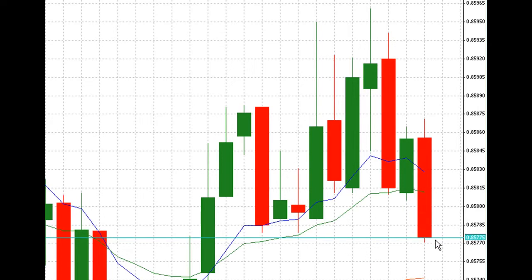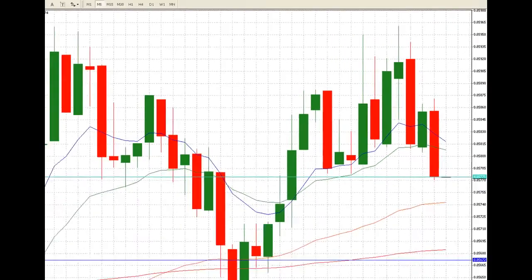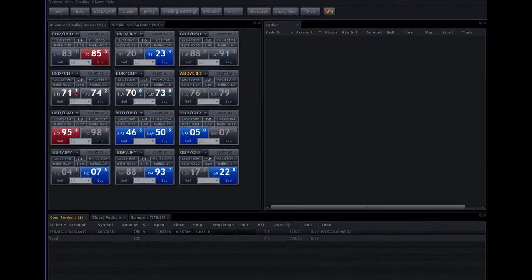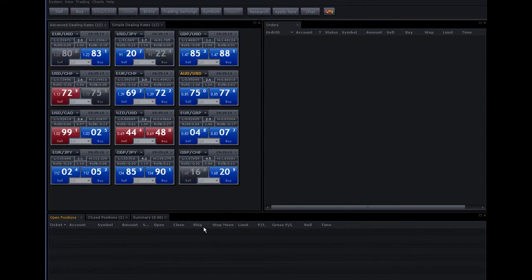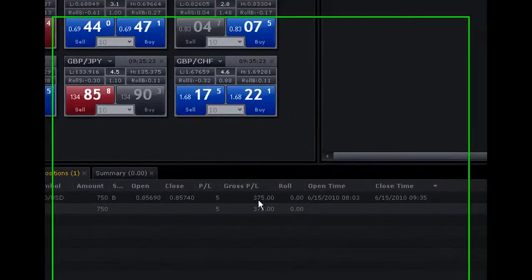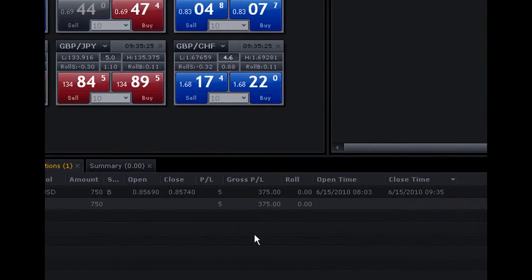Okay, so price is dropping right now. It has come lower, and we are waiting for price to come to 74. It is currently at 76. If it gets lower and it hits 74, we're going to be out at a very, very slight profit. And it looks like we're going to be hitting there. Yep, there you go. We just got hit there at 74. And we've got a small profit of $375 there.